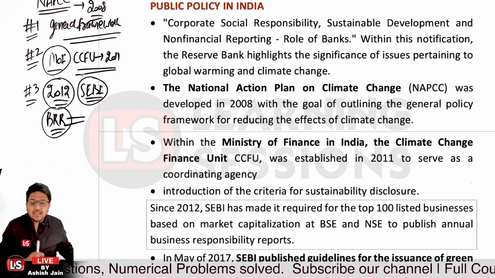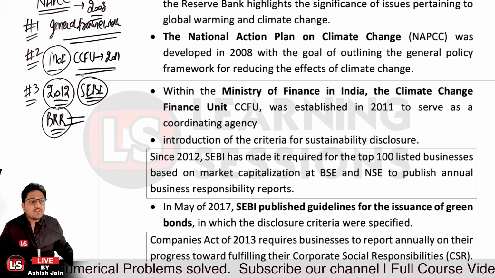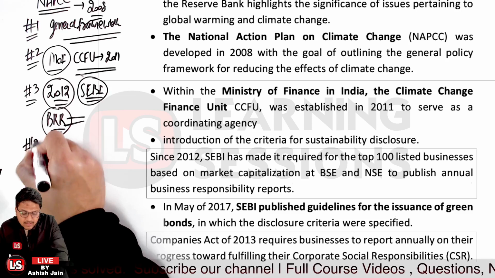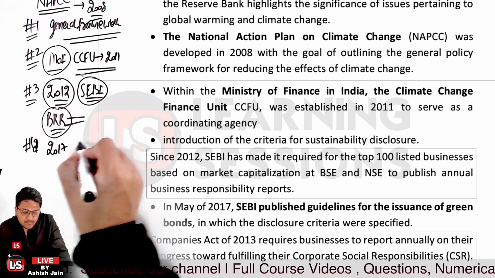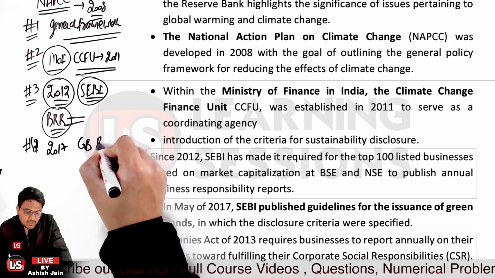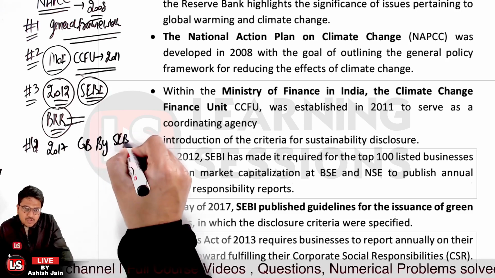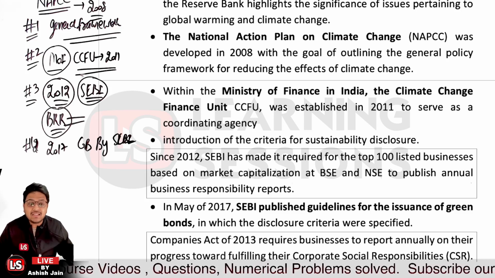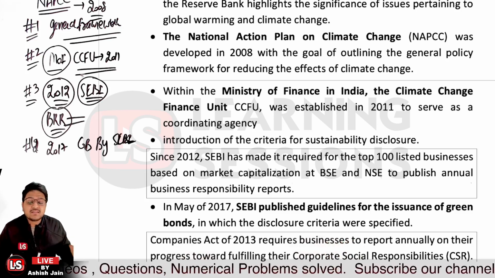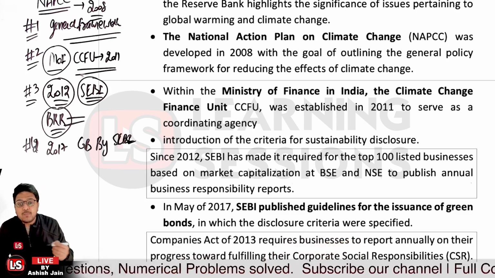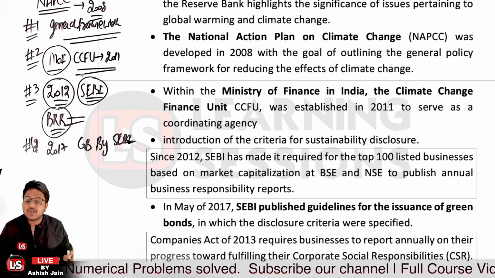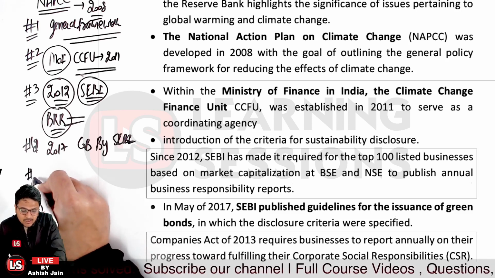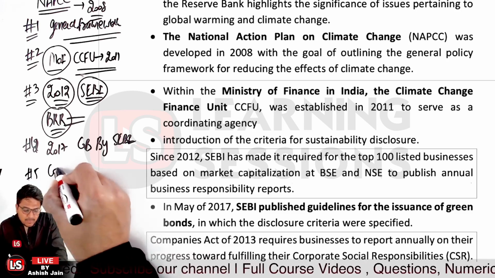And further, in 2017, SEBI published guidelines for the issuance of green bonds. The notification was given by SEBI, right? And also the Companies Act 2013 requires businesses to report annually on how they are fulfilling their corporate social responsibilities. So this is the fifth one, related to the Companies Act.